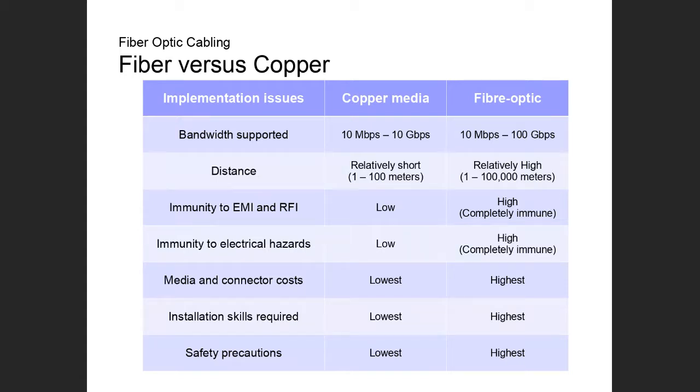It doesn't take that much skill to terminate an RJ45 connector on a piece of copper cable. It takes a much higher level of skill to properly build out fiber optic systems. And the safety precautions, well, they say the safety precautions are lower for twisted pair cable. The problem with fiber optic cable is the safety hazard is looking at the light. You don't want to look at the light because it could lead to vision loss. So don't ever look directly at the light.